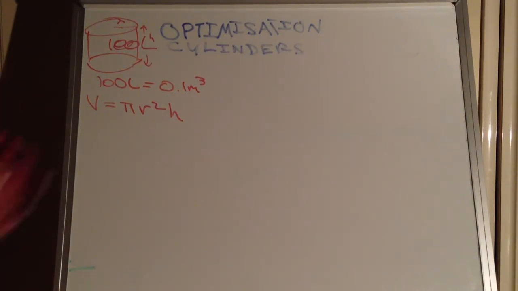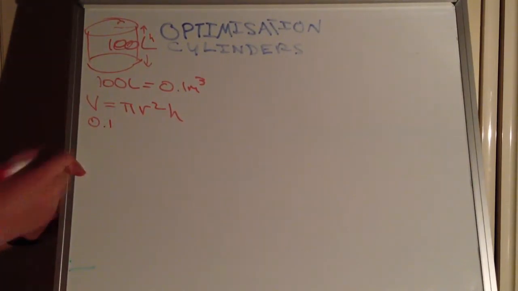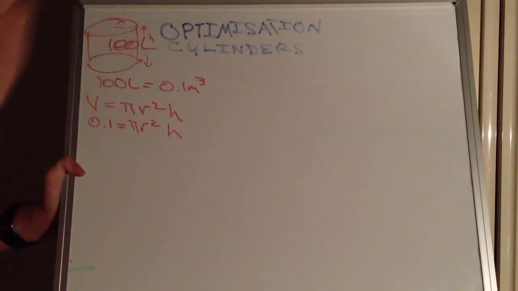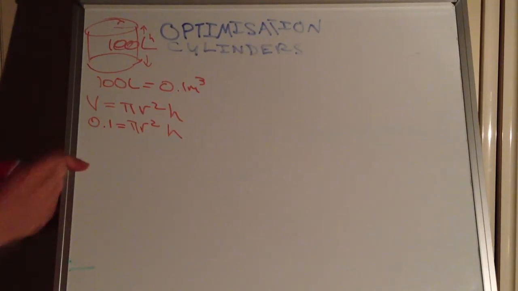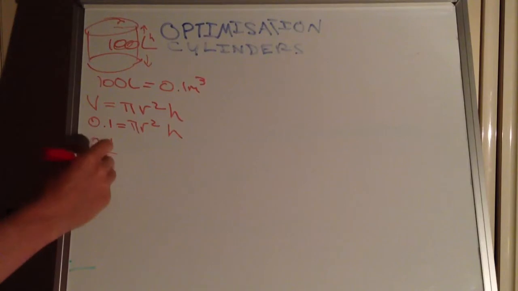But now we know what our volume is going to be, because we know that 100 litres is 0.1 metres cubed. So we simply substitute it in. So 0.1 equals pi r squared h. And from that, we're able to derive the value of h by just using simple algebraic rearrangement. So what we do is we bring this, because it's in the numerator on the right-hand side, it's in the denominator on the left-hand side. So 0.1 over pi r squared equals h.